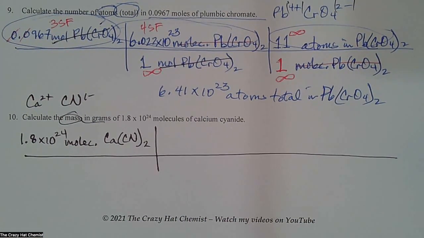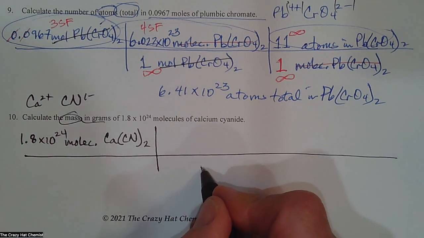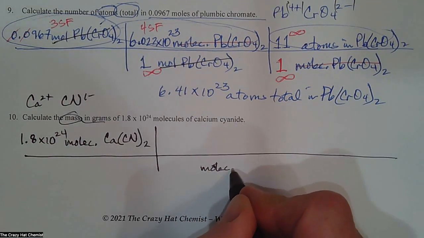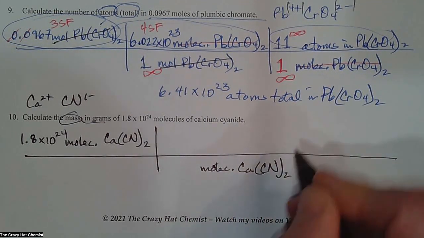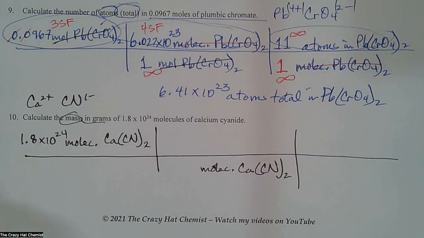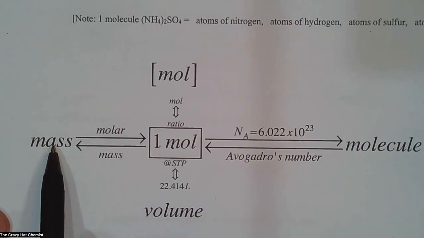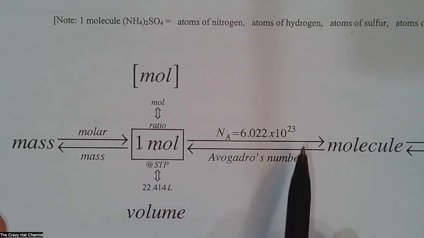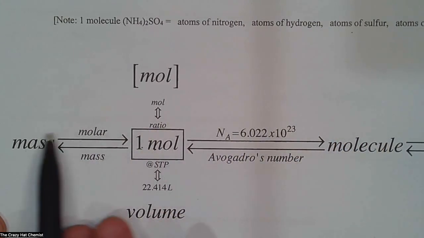Okay, looking good. So molecules are in the numerator here. Consequently, molecules needs to be in the denominator, the same formula, Ca(CN)2. I'm going to go from molecules to something and then eventually to mass. So I want to end up here on the left-hand side, which is mass. And as you can see right over here are molecules. So I'm going to go from molecules to moles and then moles to mass.